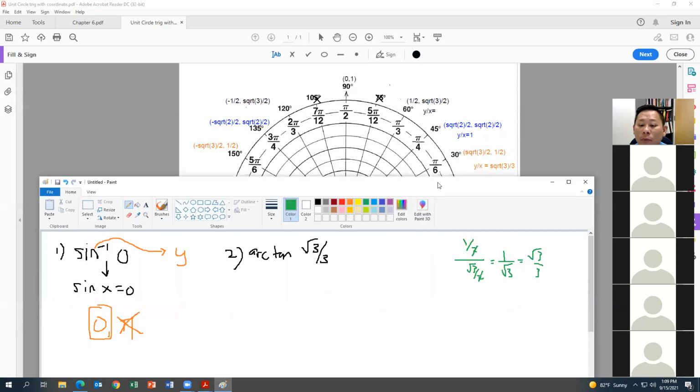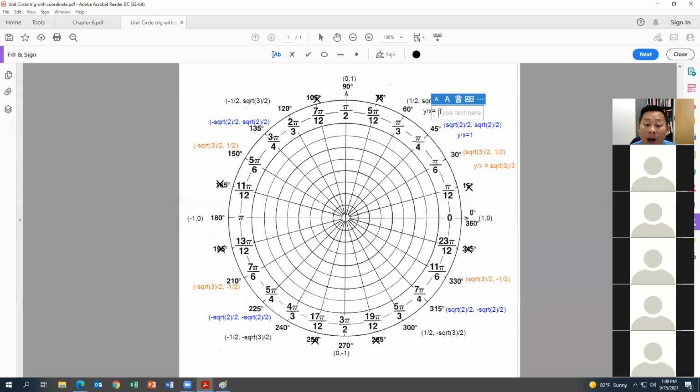So if you do y, which is root 3 over 2, and you divide by 1/2, the 2 and 2 will cancel. So what we're left with in this case is root 3. So this is actually square root of 3. So this will be better for you guys, especially the one that I'm doing next to it, the y over x, is for the tangent case.